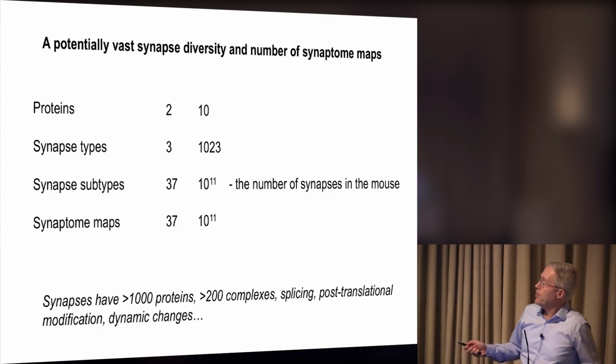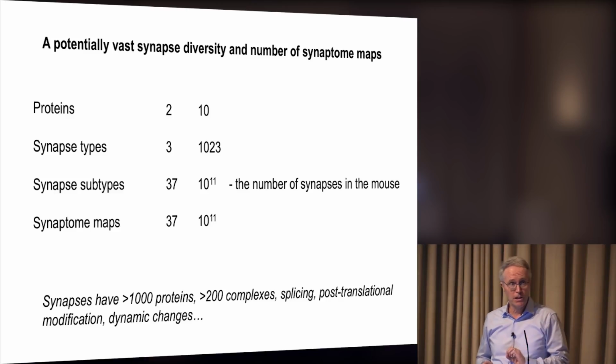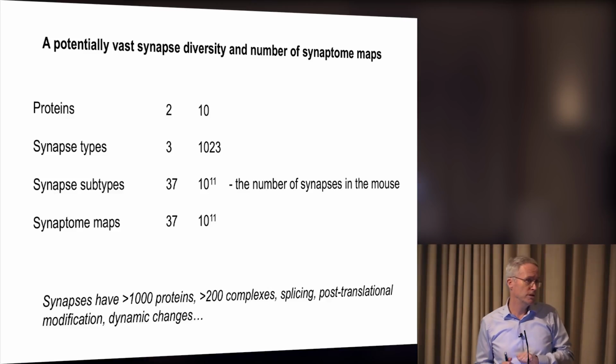And this is just a number, we've done some analysis. Even with two of these postsynaptic proteins, you can generate 37 synapse subtypes. With 10 proteins, you could produce 10 to the 11 synapses, which happens to be the total number of synapses in a mouse brain, with only 10 proteins. But those of you who've been paying attention will know that there are more than 1,000 proteins in individual synapses. And so it's quite possible that no two synapses in the brain are ever the same, at any one point in the lifespan.